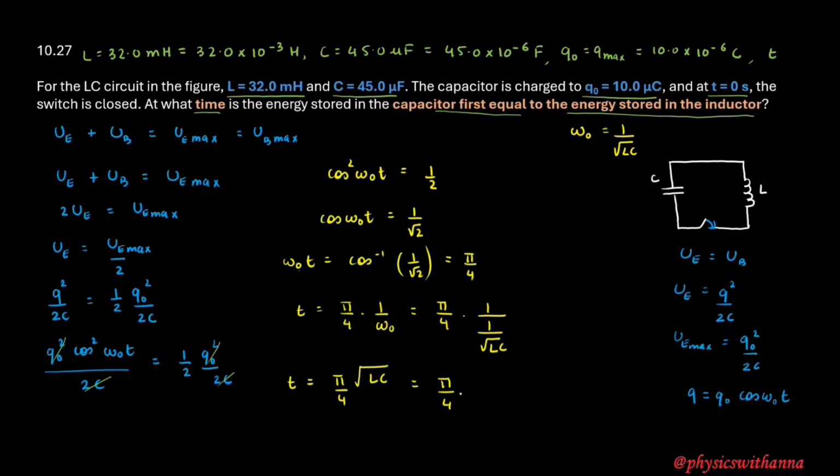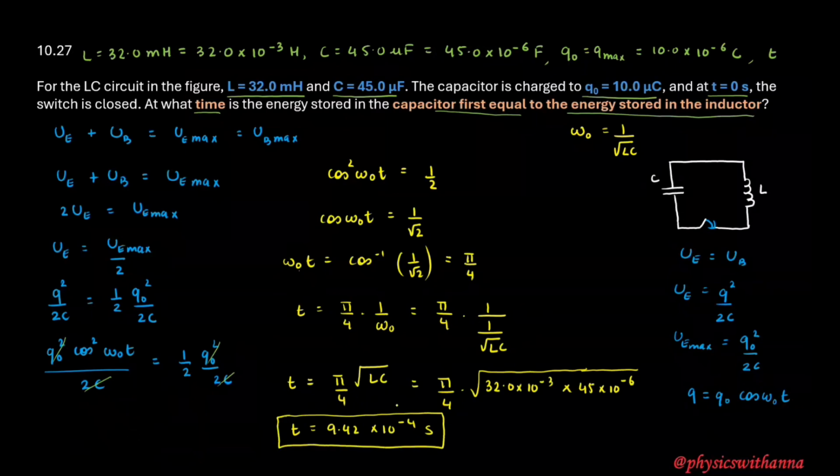Pi by 4 into square root of L, which is 32 times 10 to the power negative 3, and C, which is 45 times 10 to the power negative 6. And when you solve this, you get the time t to be equal to 9.42 times 10 to the power negative 4 seconds. So this is the time at which energy stored in capacitor becomes equal to the energy stored in the inductor for the very first time.